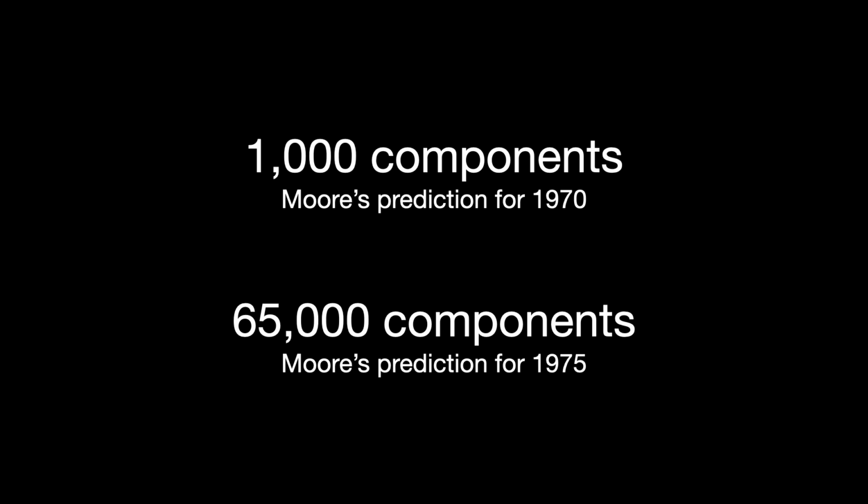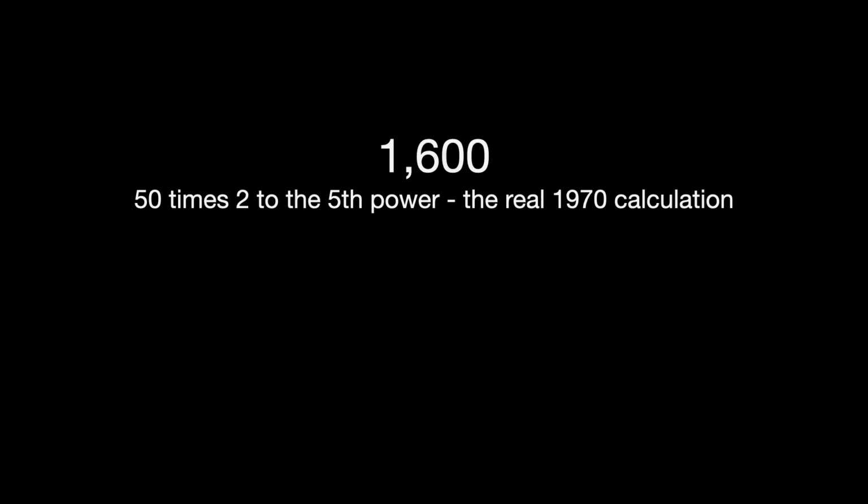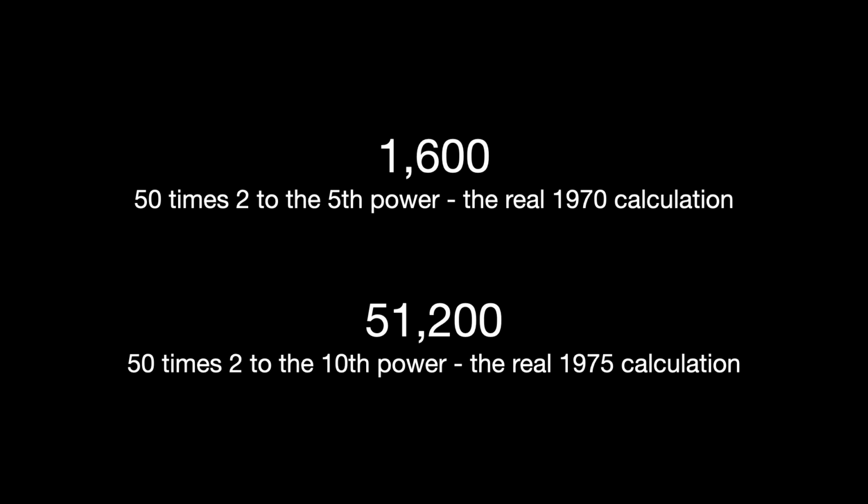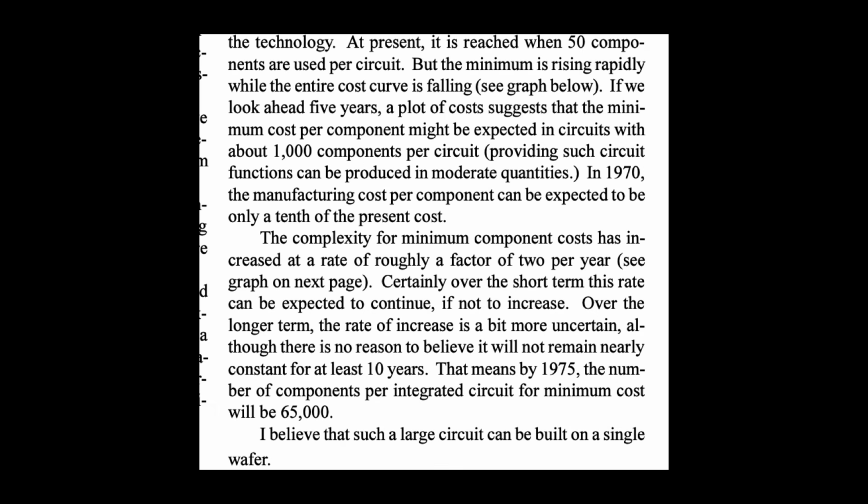I want to note here that the math was wrong. If the baseline was 50 components in 1965 and we double each year, then by 1970 we should have 1,600 components, 50 times 2 to the 5th power, not 1,000. And by 1975, an IC should have 51,200 components, 50 times 2 to the 10th power, not 65,000. I do admit that he said that the rate was roughly 2 per year, but that roughly is doing some serious heavy lifting.